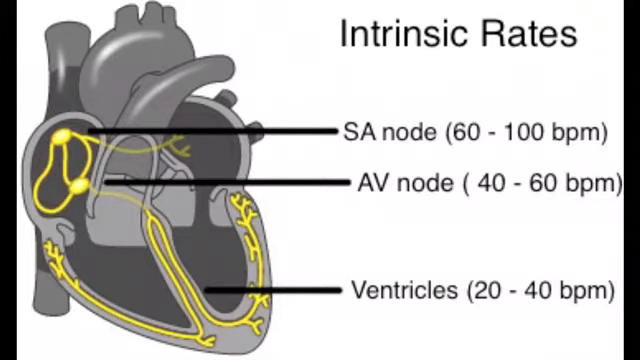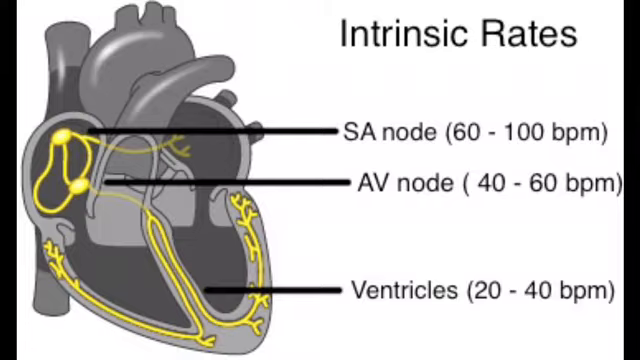Something important to note with this cardiac conduction pathway is you've got something called intrinsic rates. The intrinsic rates are the rates that each level is happiest depolarizing at. So your SA node depolarizes at a rate of about 60 to 100, and it does that on its own. If for any reason that fails or gets completely blocked, the AV node can take over.